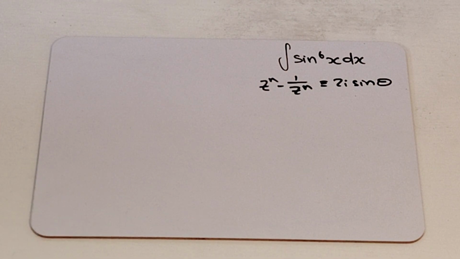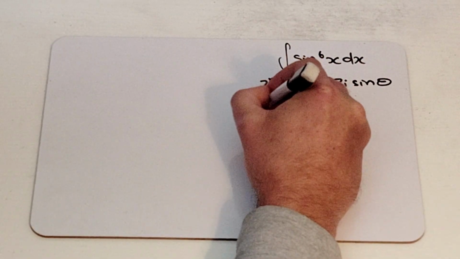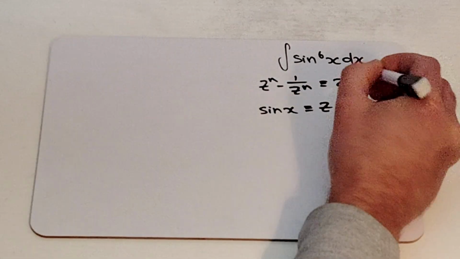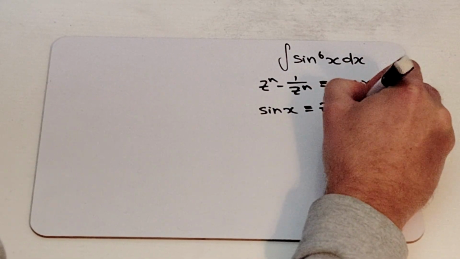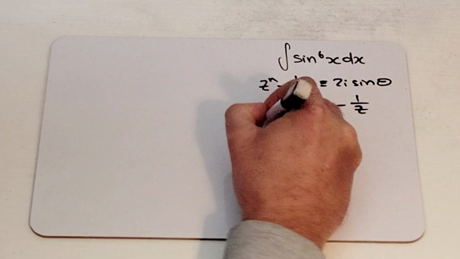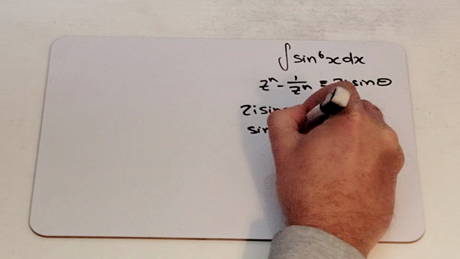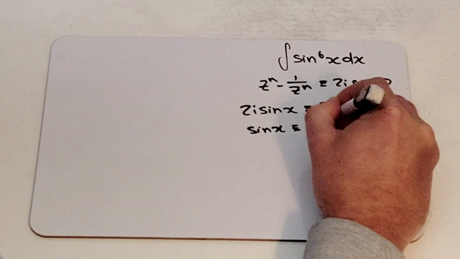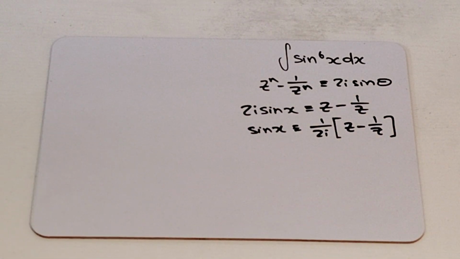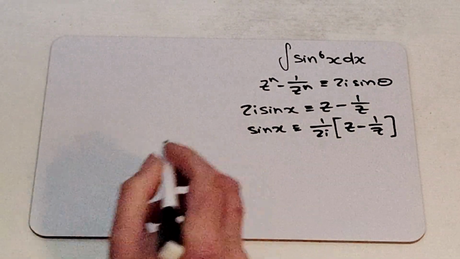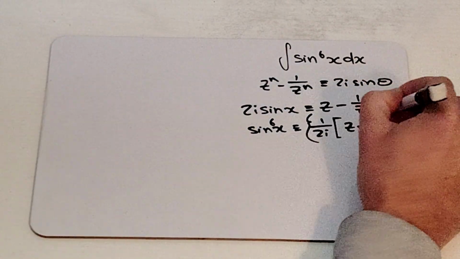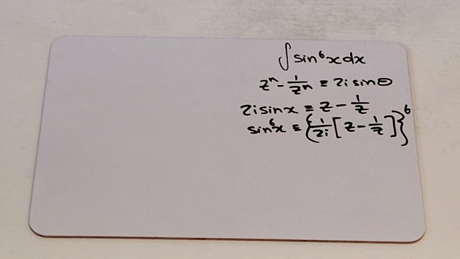So what we can effectively do is rearrange that, and we can say that sine x is the same as z to the 1 minus 1 over z to the 1 multiplied by 2i in the front, or I can say that sine x is equivalent to 1 over 2i, brackets, z minus 1 over z. So if I was to raise that to the power of 6, as in our integral, I would have to raise everything to the power of 6. So it would be the whole thing to the power of 6.